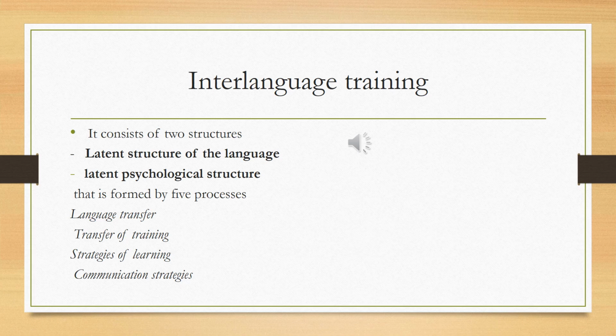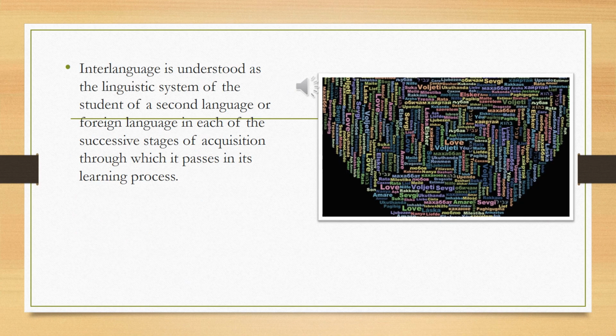Interlanguage formation consists of two structures. The latent language structure is where we find the primary learning, and the latent psychological structure is formed by five processes. First, language transfer. In this case, the student is based on their mother tongue and transfers the grammatical rules of the mother tongue into the target language.